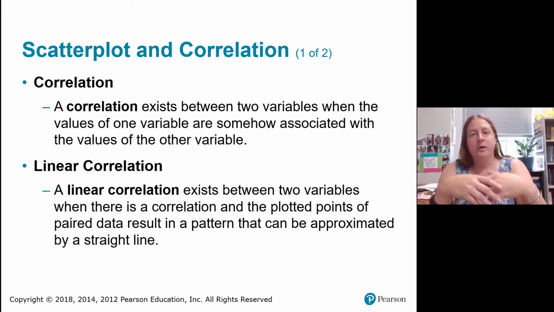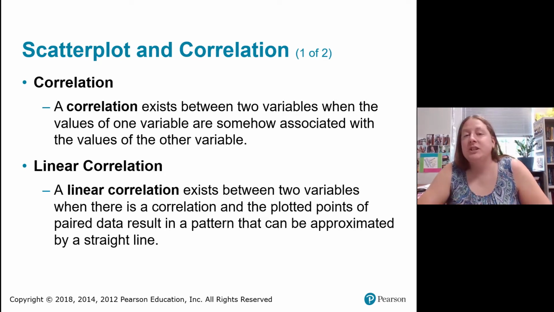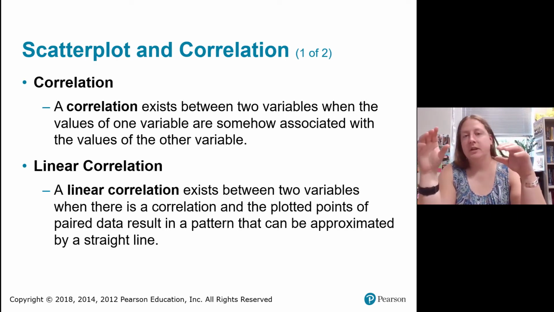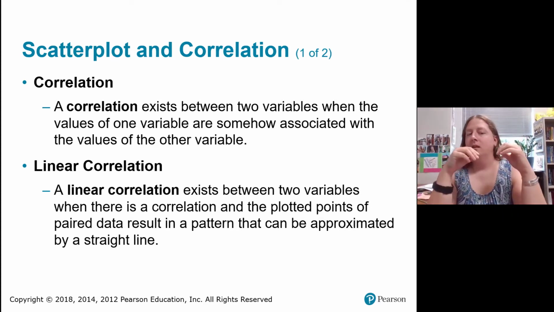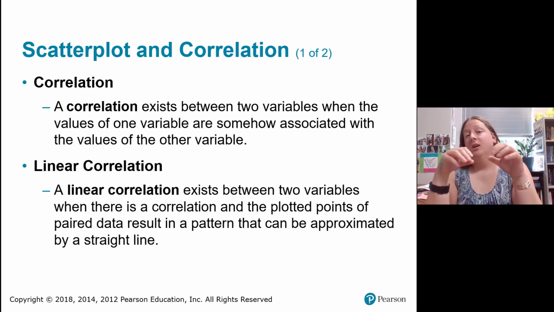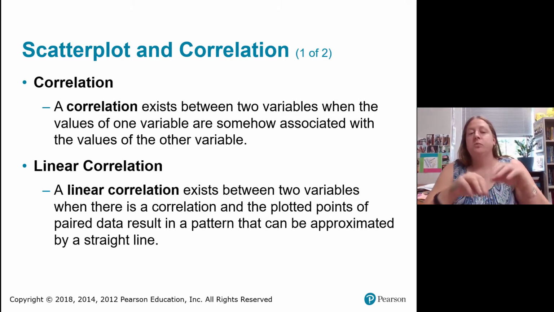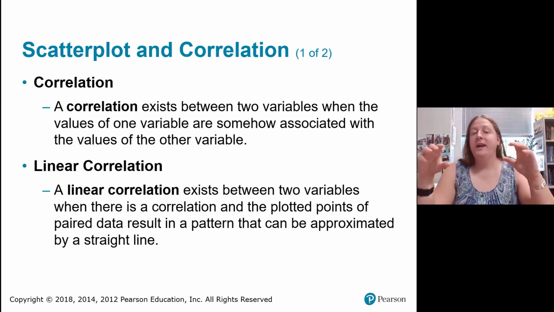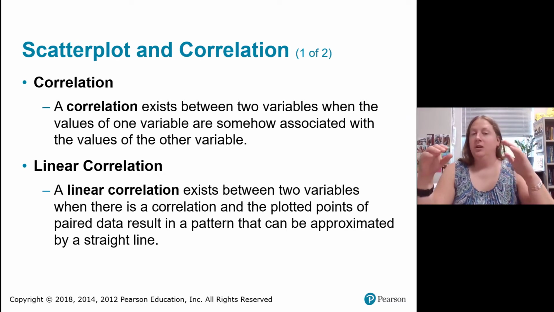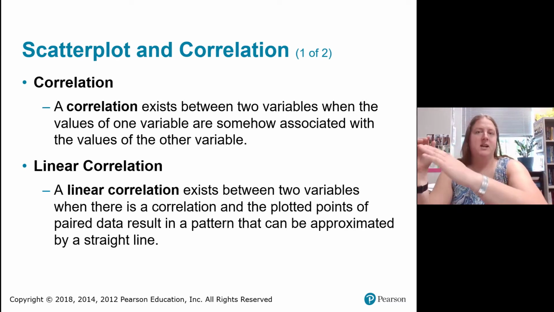So first off, what is correlation? Well, a correlation exists between two variables when the values of one of the variables is somehow associated with the values of the other variable. All right? In statistics, a lot of times we're really interested in whether this correlation exists or not. More specifically, a linear correlation is when we have these two variables and we have a correlation between them, and when we plot the points of the paired data, we can kind of shove a straight line in there that makes sense and approximates that data for us.